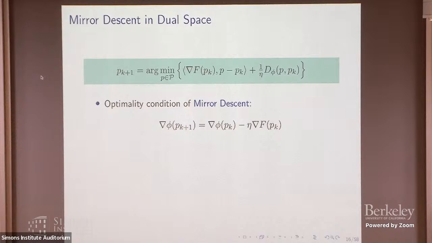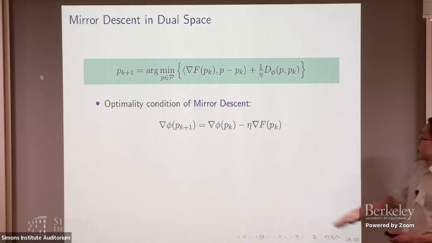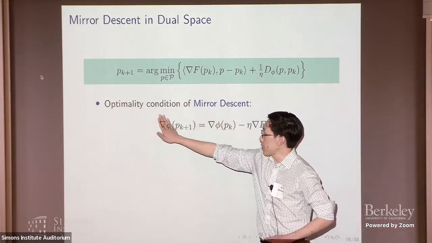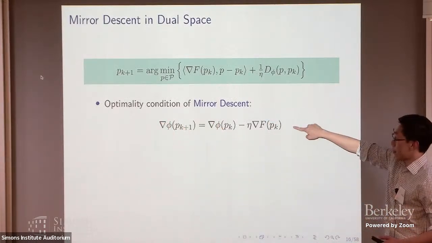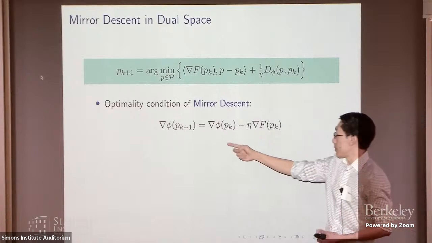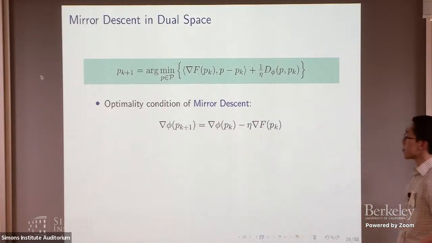Okay, now if you write down the optimality condition of this problem, then the new point pk plus 1 has to satisfy this equation, where the gradient of phi applied to the new point has to be equal to the gradient of phi of the previous point minus this gradient that you want to add. So previously, gradient descent would be without this gradient of phi, would be identity. But now here we do the gradient update in the dual space, meaning in these variables.